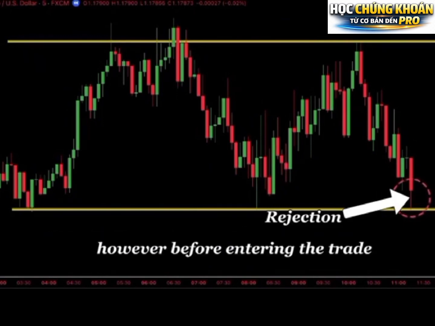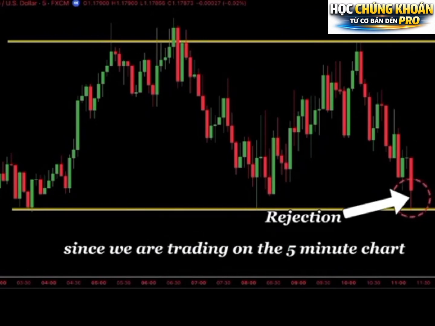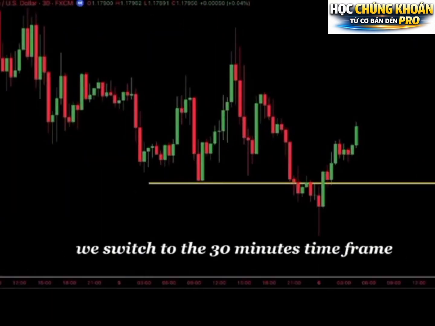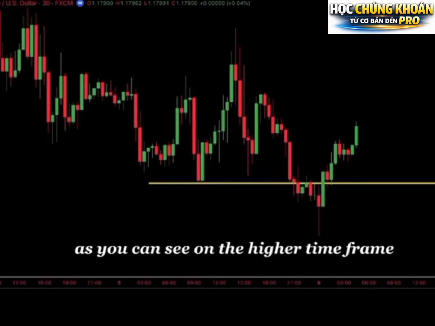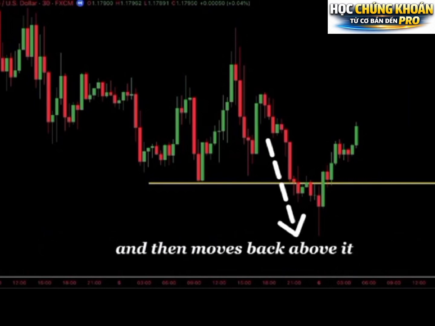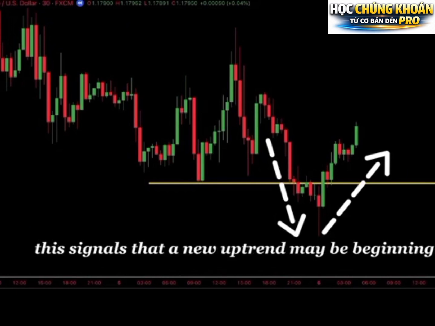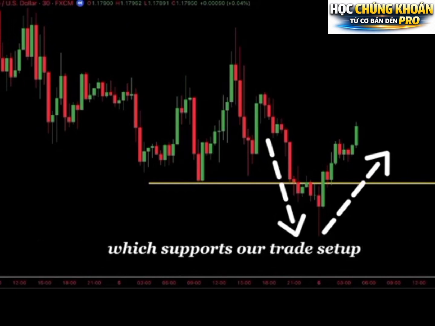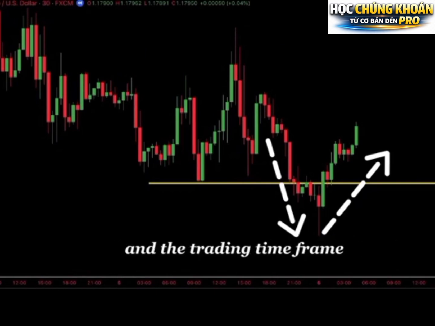However, before entering the trade, we still need to confirm our idea using the higher time frame. Since we are trading on the 5-minute chart, we switch to the 30 minutes time frame to get a broader view of the market. As you can see, on the higher time frame, the market first breaks below this support level and then moves back above it, creating a clear liquidity sweep. This signals that a new uptrend may be beginning, which supports our trade setup on the 5-minute time frame. So now we have alignment between the higher time frame and the trading time frame.